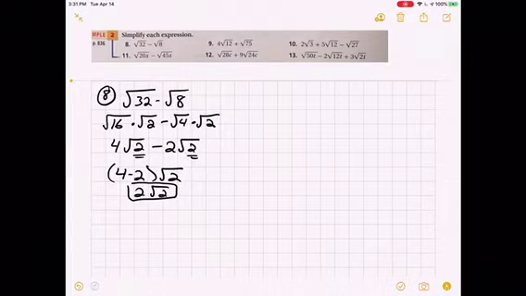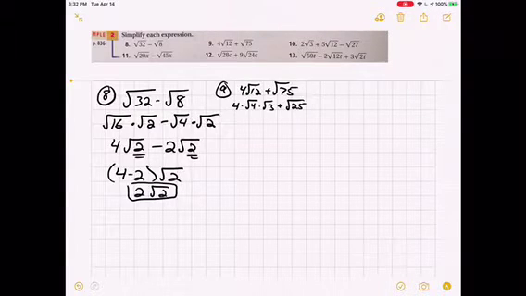Let's go on to number 9 now. Number 9 is 4 times the square root of 12 plus the square root of 75. So the square root of 12, being 4 times 3, I can write that as 4 times the square root of 4 times the square root of 3, plus, and 25 times 3 makes 75, so the square root of 25 times the square root of 3.